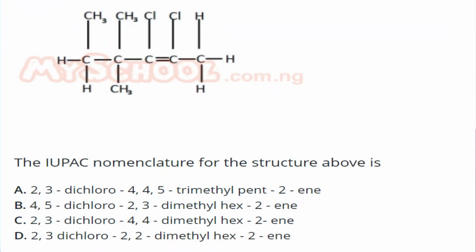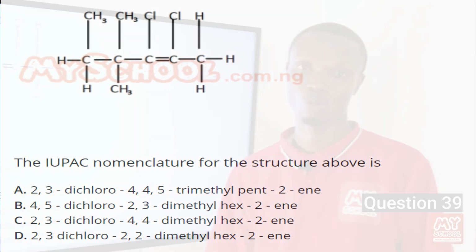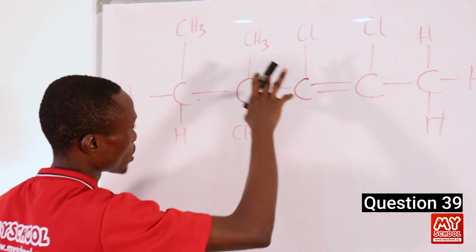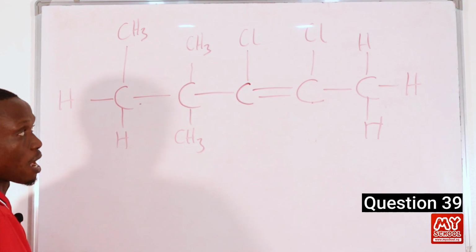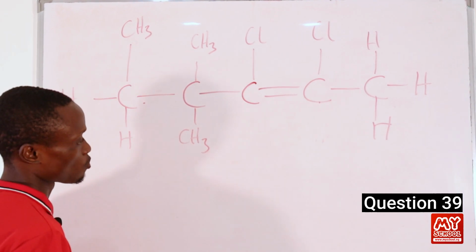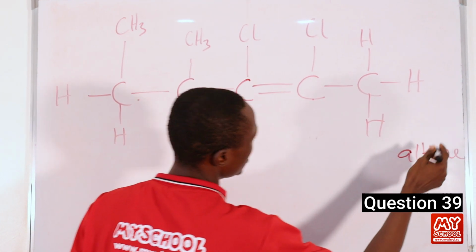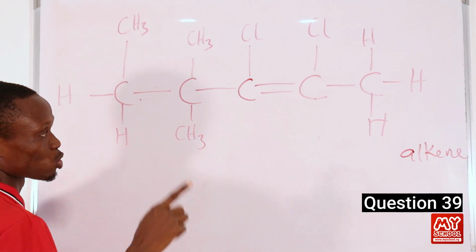The IUPAC nomenclature for the structure above is... so let's move over to the board to name this compound. So this is the compound that we are asked to name. First things first, identify the functional group. The functional group present here is alkene. Then the next step is to identify the longest continuous carbon chain.